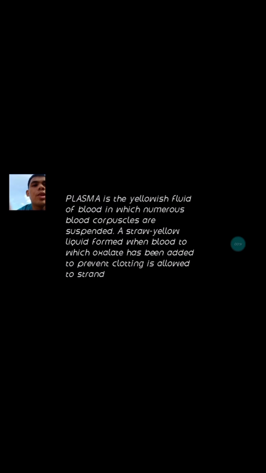Plasma is the yellowish fluid of blood in which numerous blood corpuscles are suspended. A straw yellow liquid formed when blood to which oxalate has been added to prevent clotting is allowed to stand.